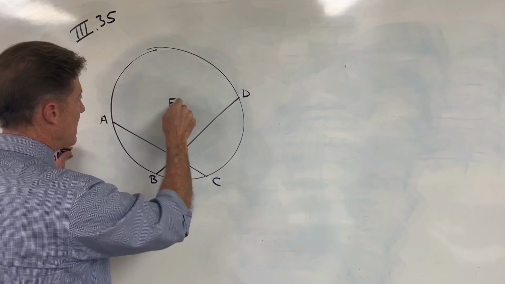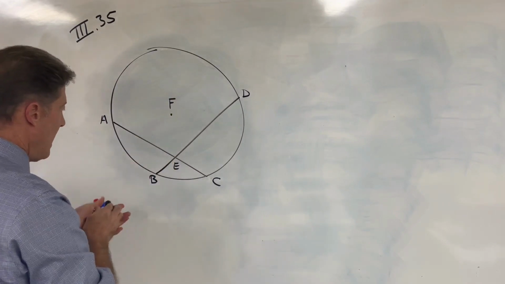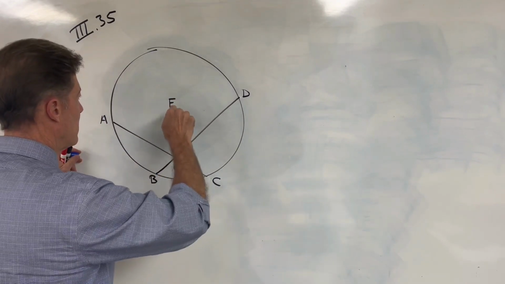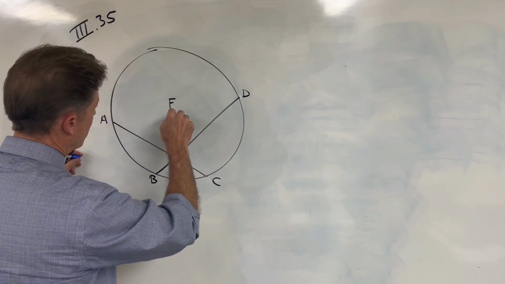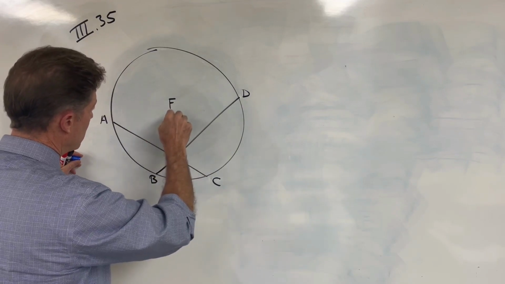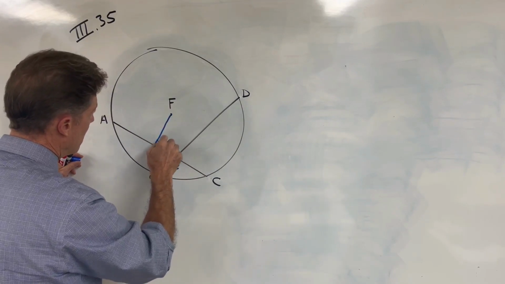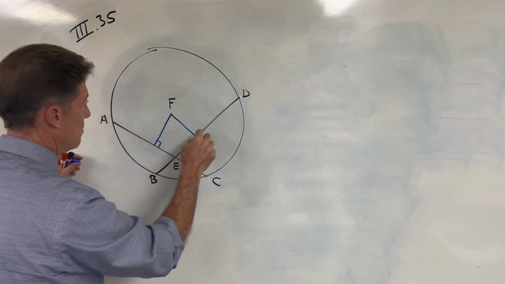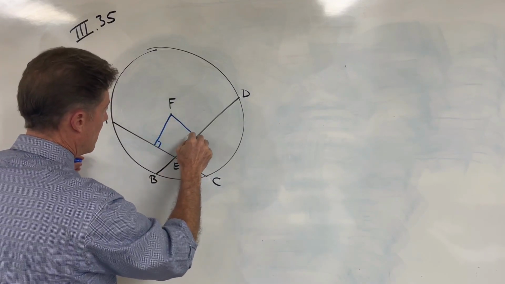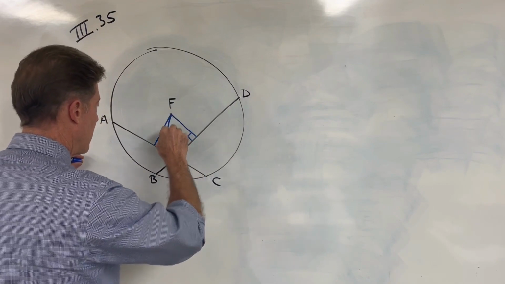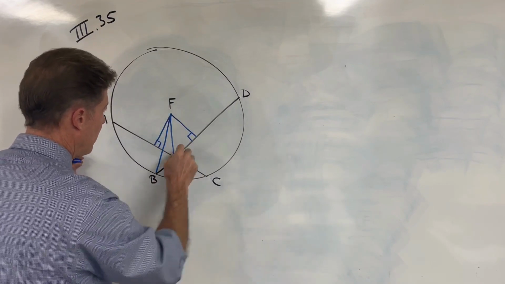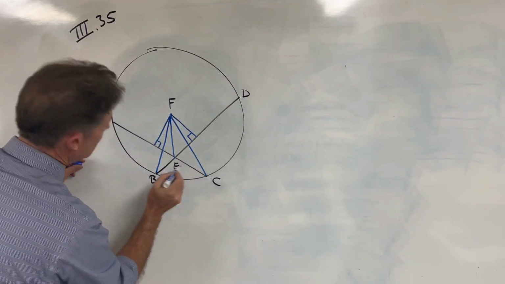So the first thing we'll do is take the center of the circle, F, and we'll connect. From F, we'll draw a line perpendicular to AC and perpendicular to BD. And then we can connect FB, FE, and FC.